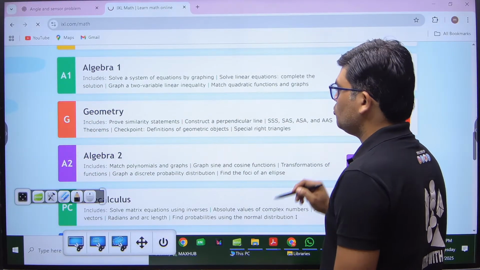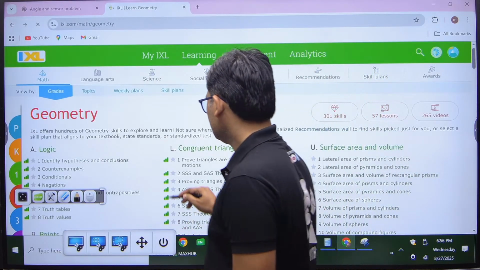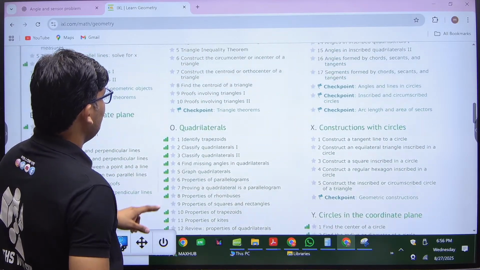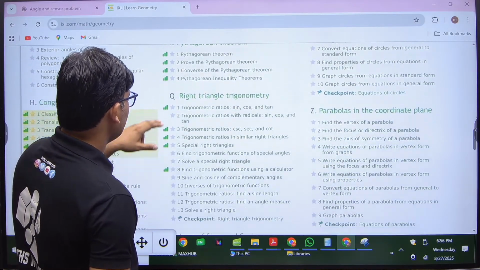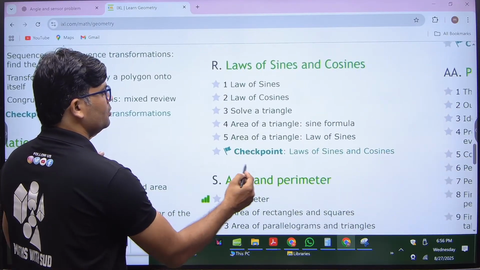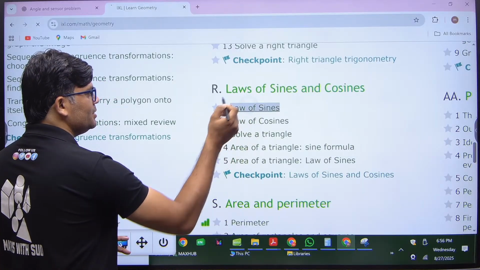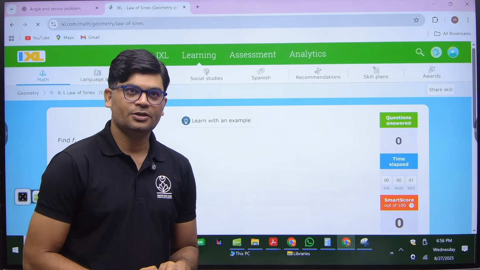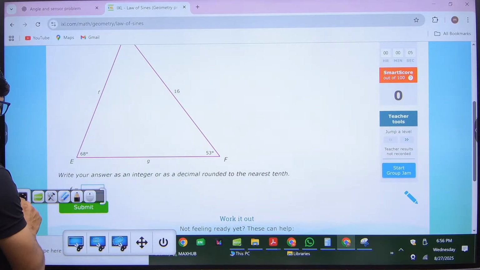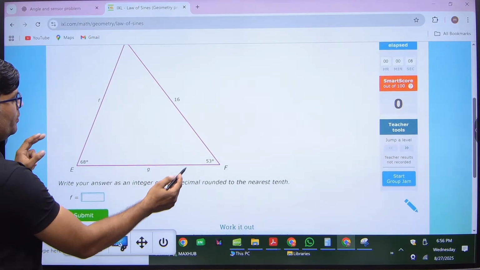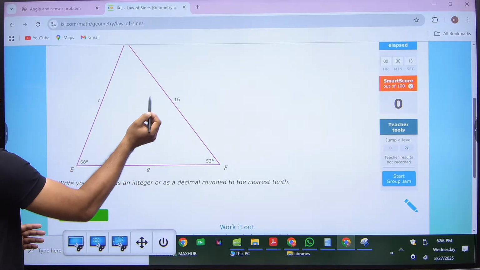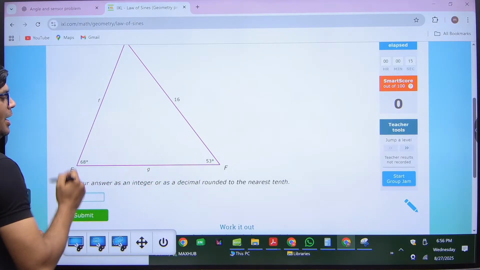So you have to go to geometry now, and in the geometry, properties of quadrilaterals, Pythagoras theorem, right angle trigonometry, laws of sine and cosine. So you have law of sines in the R1 sheet, and you have got many questions based on this. So in this question you have been given 53 degree and 68 degree and 16. So you can do sine 68 upon 16 is equal to sine 53 upon f.